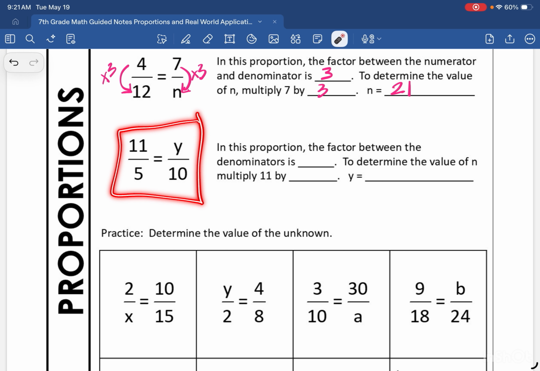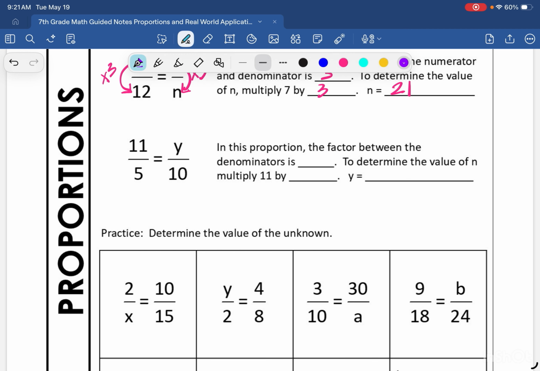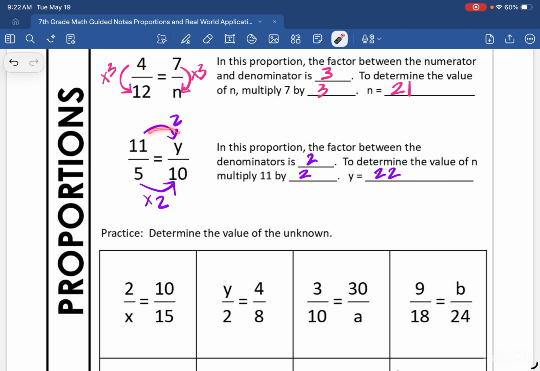11 over 5 equals y over 10. In this proportion, the factor between the denominators may be more obvious: going horizontally, I multiply by 2. To determine the value of y, multiply 11 by 2, and I get y equals 22. So again, there will be horizontal and vertical. One way may just be more clear than the other.